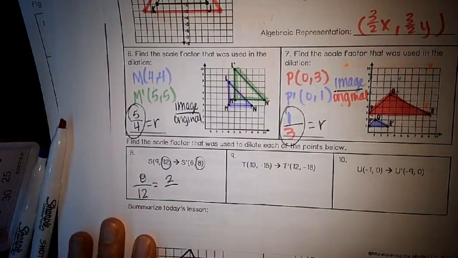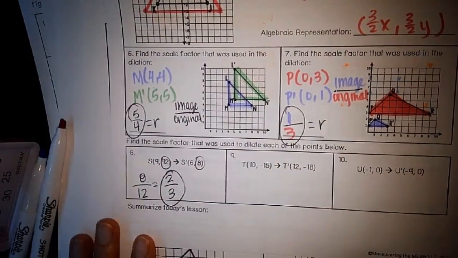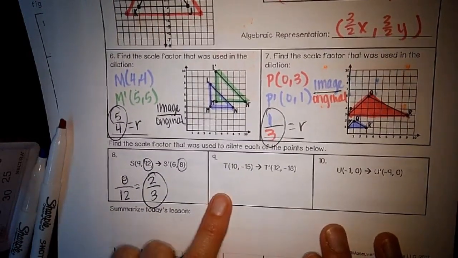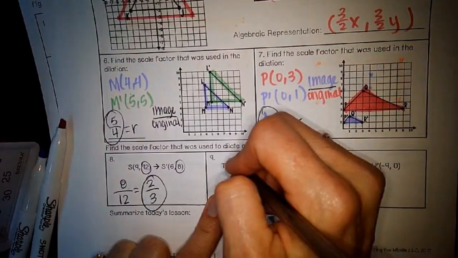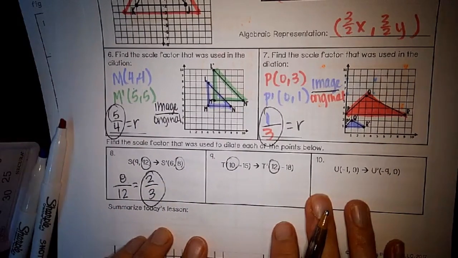Okay, number 9. Which one do you want, X or Y? X. Okay, ready? So we're going to take our image and divide it by our original. What's our image amount? 12. What's our original amount? 10. 12 divided by 10, let's simplify that.